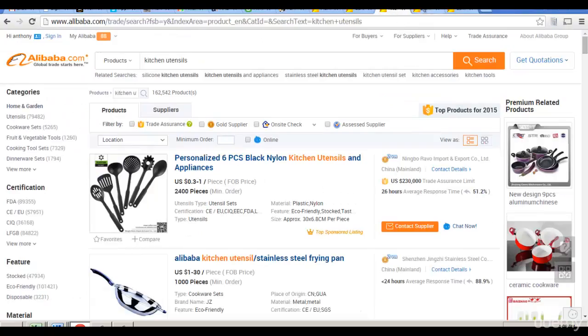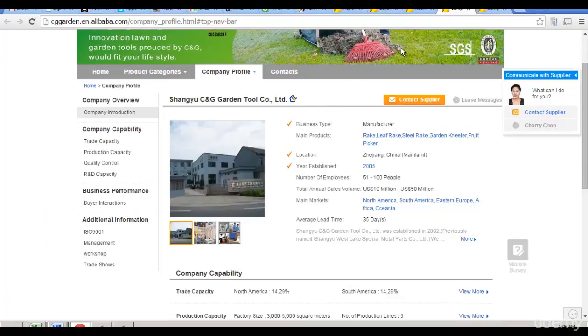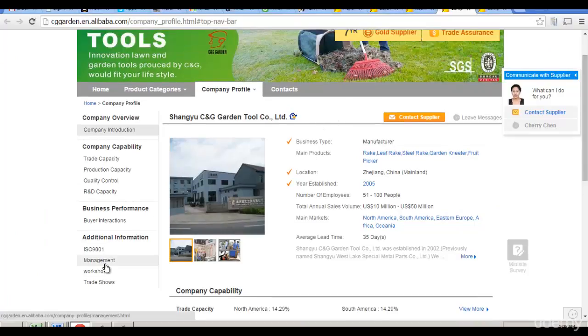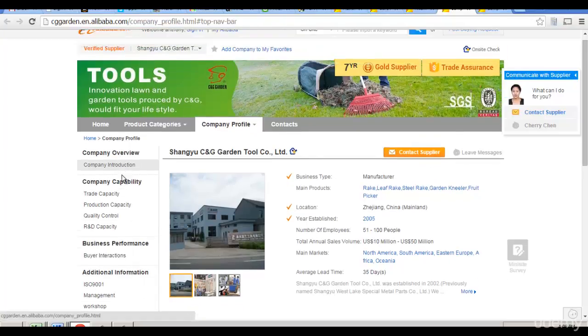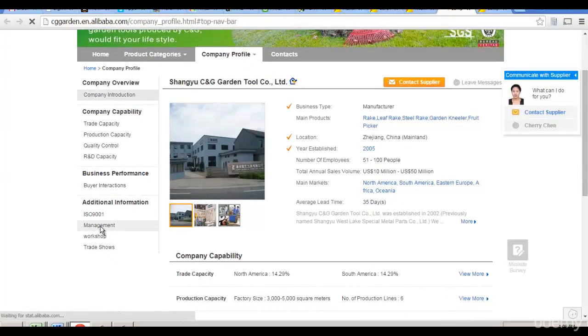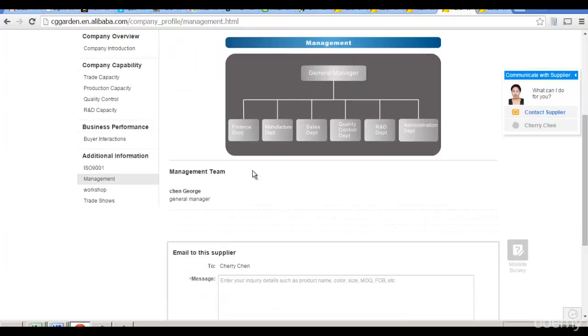Some of the other information that's available and that you want to see here, when you go into the company profile, you could see their management. You could see some other information. So this is the company intro. You can sometimes even see who the management staff is, their management structure, who the management team is. This one's very simple. It just has like a single name.